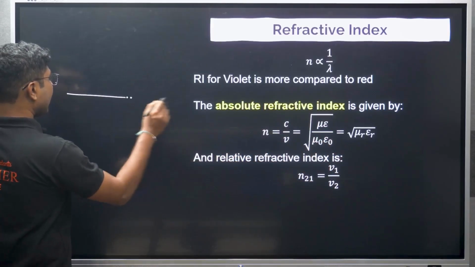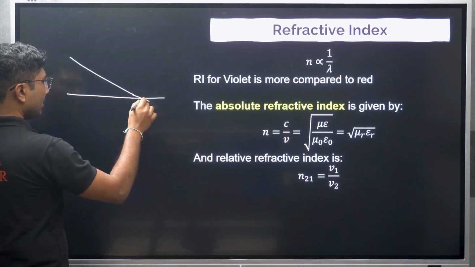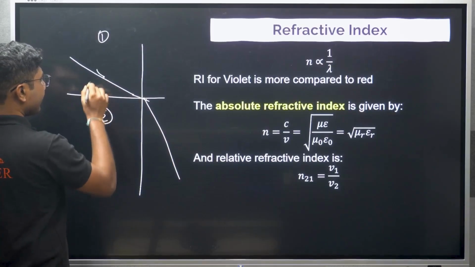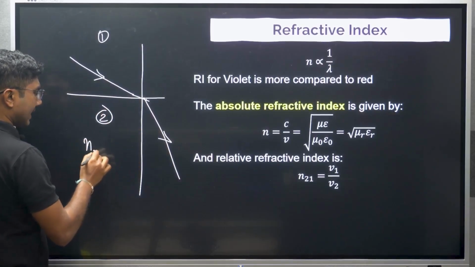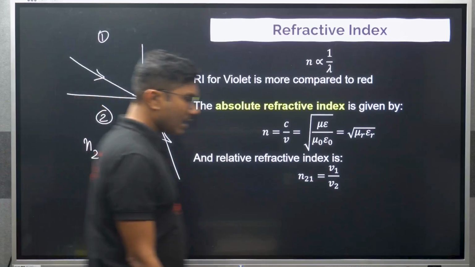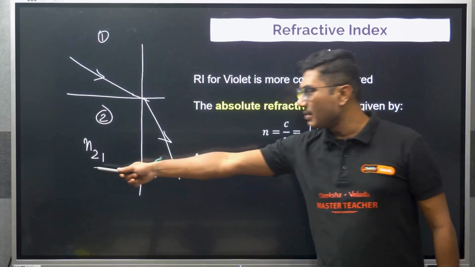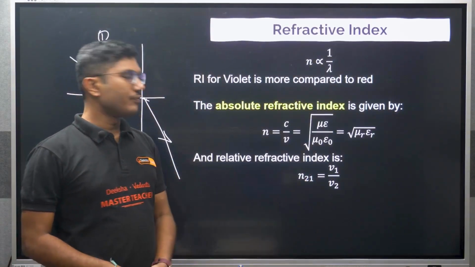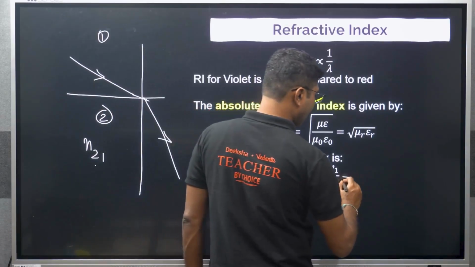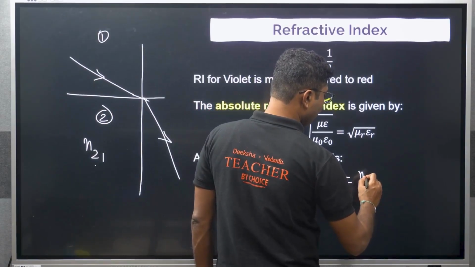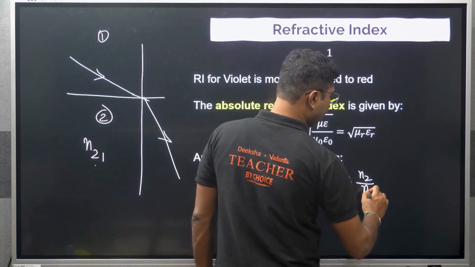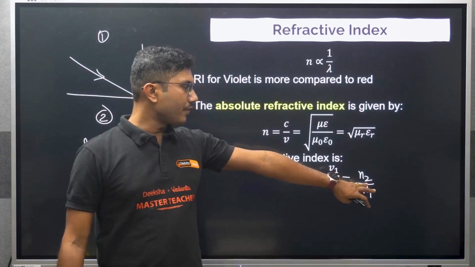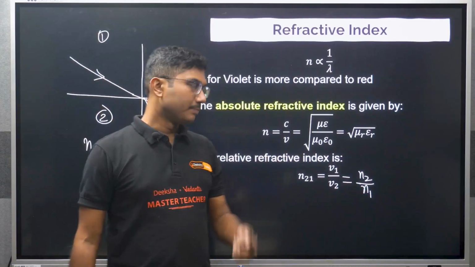Suppose the light is traveling from medium 1 to medium 2. Now the refractive index of the second medium with respect to the first medium is given by N21 equals V1 by V2. It can also be written as the absolute refractive index of the second medium divided by the absolute refractive index of the first medium. So this one is in terms of absolute refractive index, and the other is in terms of speed.